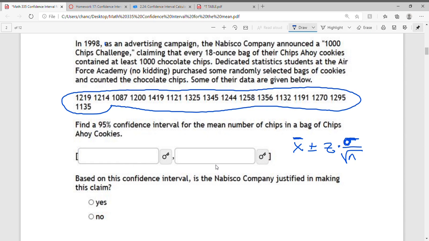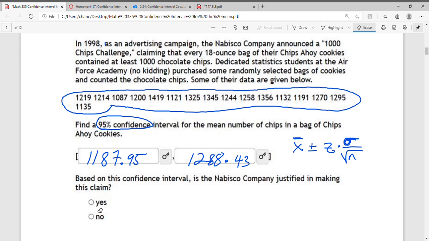Now let's answer the question. We are 95% confident the interval for the mean number of chips in a bag of Chips Ahoy cookies is between 1187.95 and 1288.43.